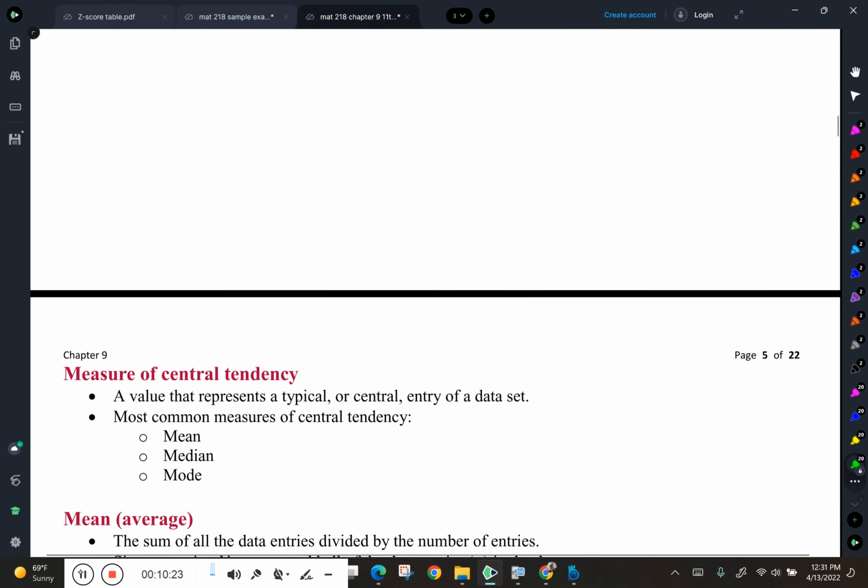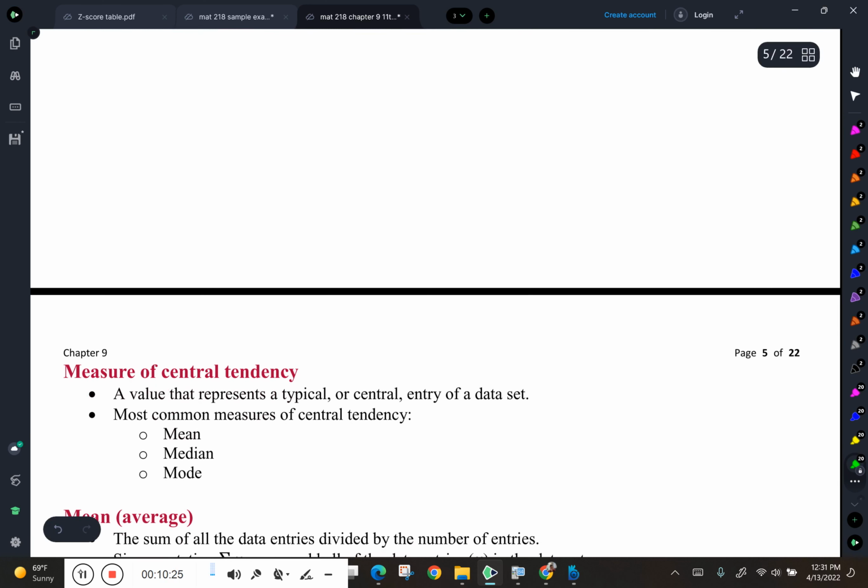All right? I'm going to stop this video here because the next section here, this measure of central tendency, changes gears completely. So we'll come back and make a third video for that.